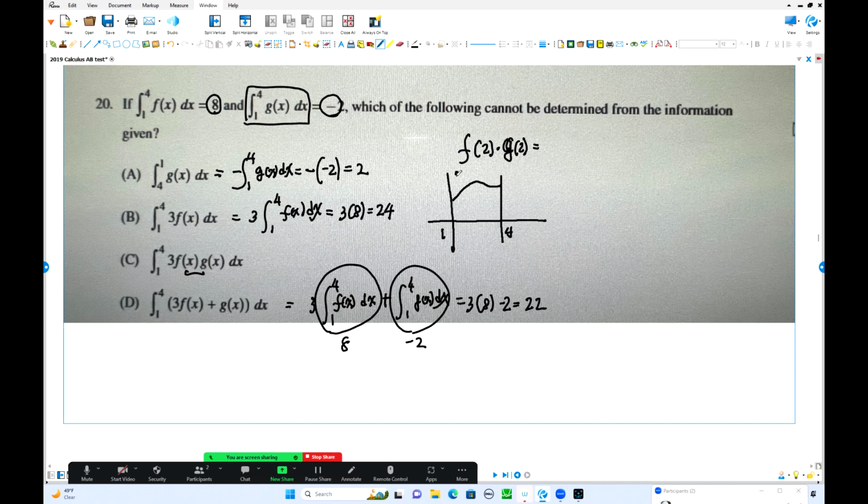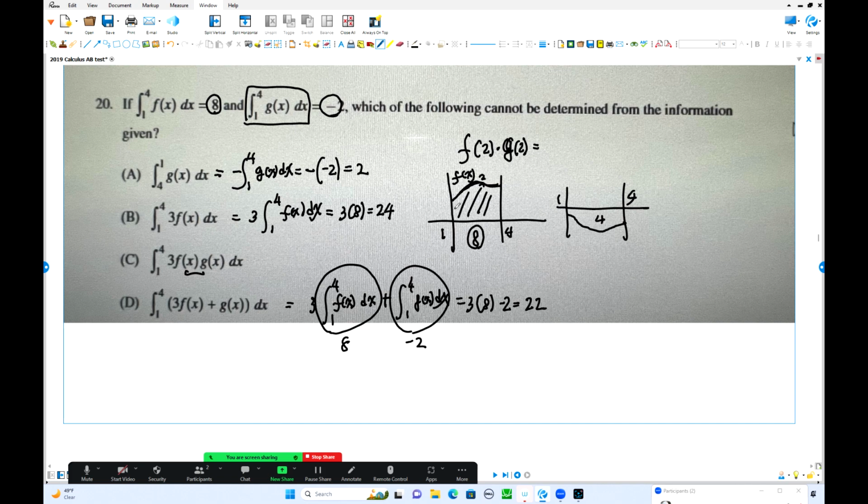From 1 to 4, f of x area is what? This area is only 8. This is given. But we don't know what happens over here, the graph over here, okay? Second one also, from 1 to 4, g of x, something like this one. Area is negative 2. Okay? Area is negative 2 means the graph is maybe going down here. Between 1 and 4, going down there. This area is 4. Only areas are given, but sums of these areas we know.